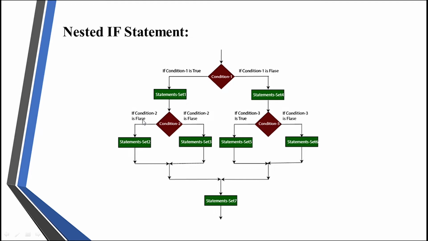Statement 4 will be executed and condition 3 will be executed. If condition 3 is true, then statement 5 will be executed and statement 7. That means if condition 1 is false and condition 3 is true, statement 4, statement 5, statement 7 will be executed. If condition 1 is false and condition 3 is also false, then statement 4, statement 6 and statement 7 will be executed.